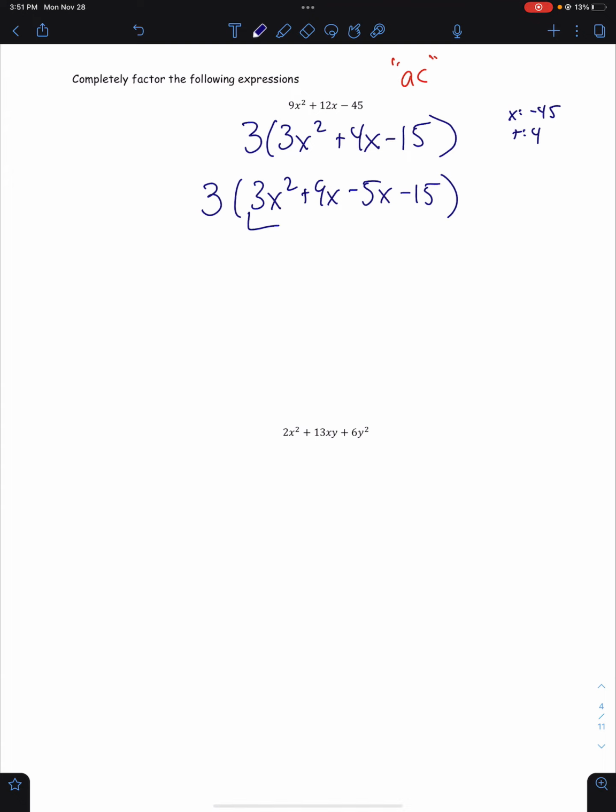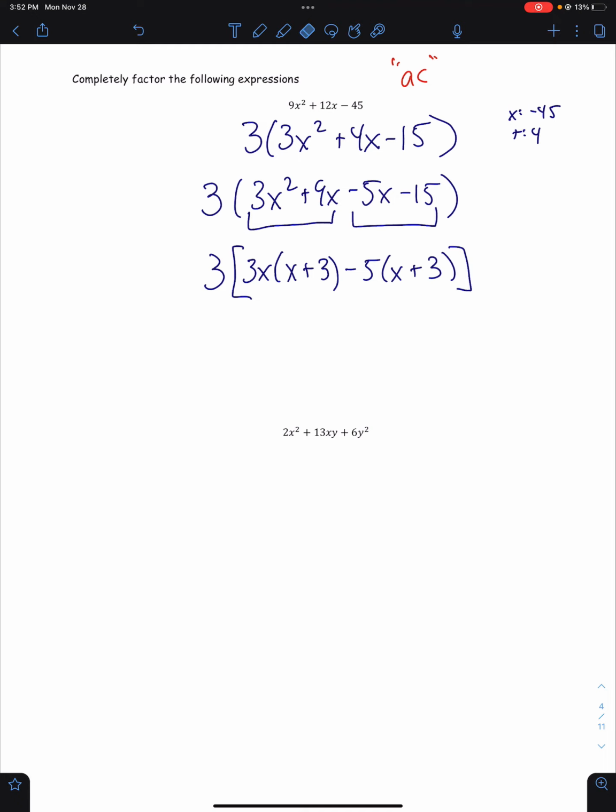Now we factor out the first two terms, so it'll be 3, and then be careful with parentheses. When it's a different layer of parentheses, I like to use a bracket. So I take out a 3x from the first two, so I'll be left with x plus 3. And then from the second two, I take out minus 5, so that would be x plus 3. Making sure to always keep this 3 out in front. Don't want that to disappear.